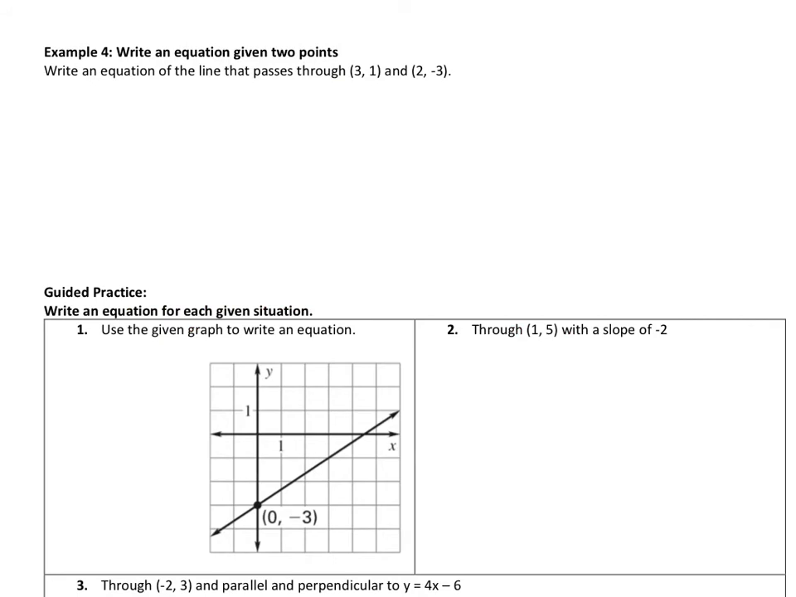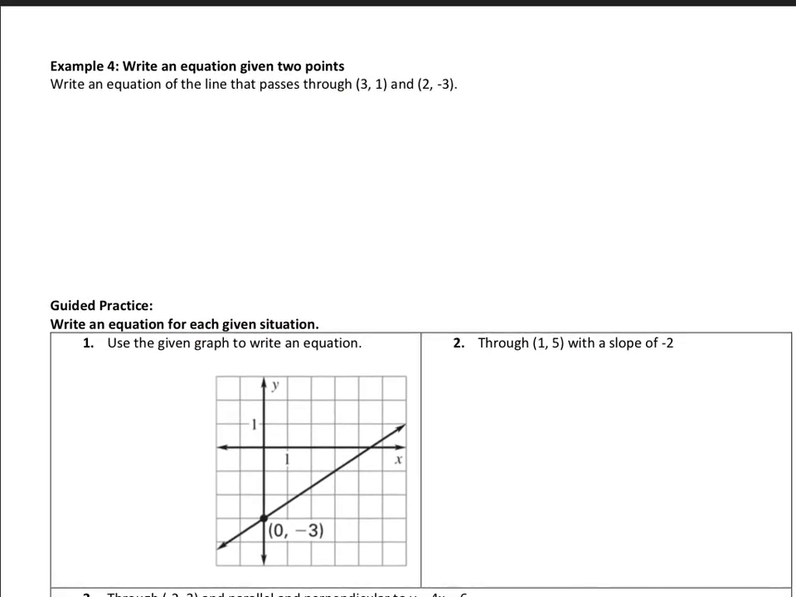So moving on to the next page, I got one more different type of example here where you write the equation of the line that passes through 2 points. So we're going to use point-slope form. Because we have 2 points, we can use either point, but we need the slope. So we've got to do a little extra work to find the slope.